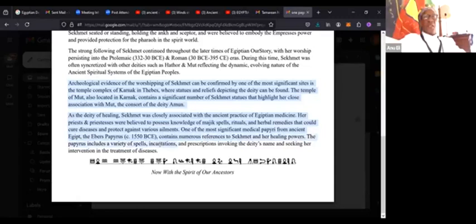The papyrus includes a variety of spells, incantations, and prescriptions invoking the deity's name and seeking her intervention in the treatment of diseases.